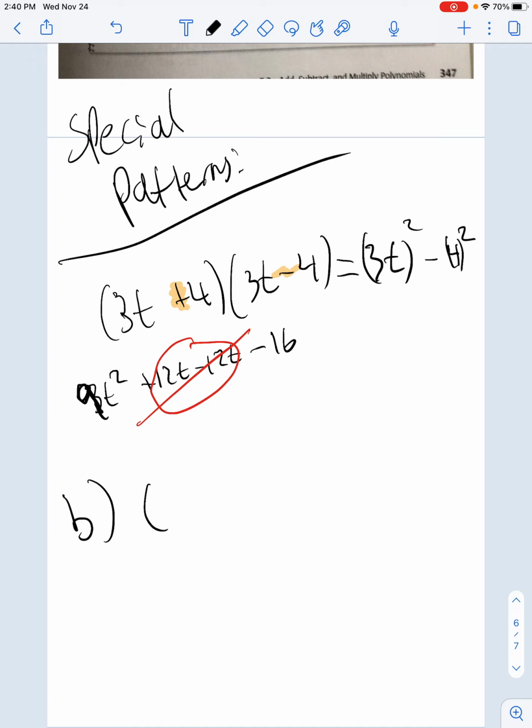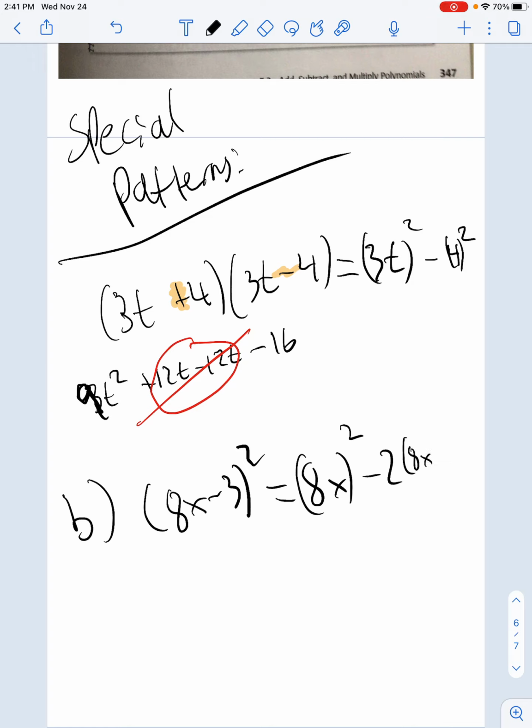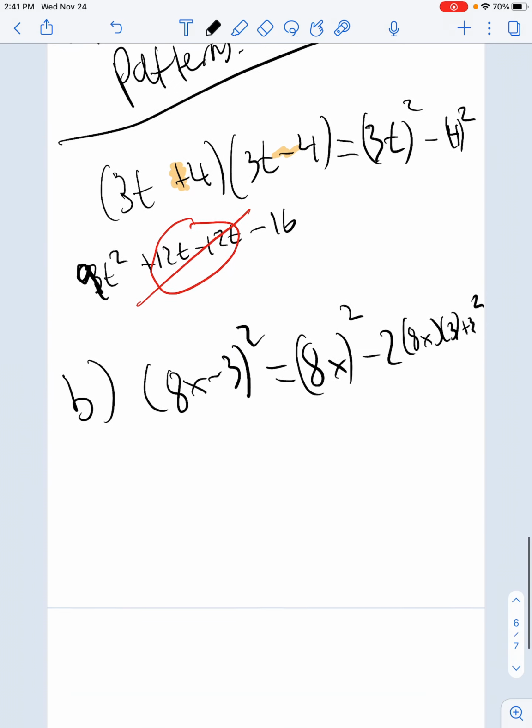Just again, real similar. 8x minus 3 squared. This means 8x minus 3 times 8x minus 3. Well, it's going to be 8x times 8x. But this is where, because it's going to happen twice, I need to multiply these 2 times 8x and 3, and then you're left with plus 3 squared at the end.